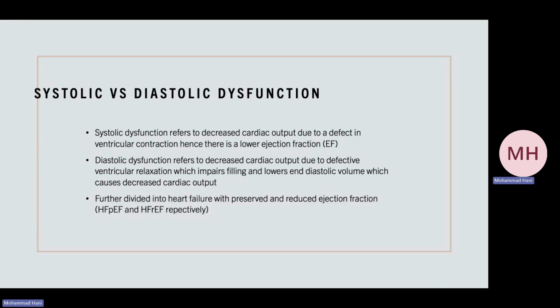And it can be further divided into heart failure with preserved or reduced ejection fraction. Heart failure with preserved ejection fraction basically means that you still have a normal ejection fraction in this 55 to 60% range, but your heart is still failing. And in reduced ejection fraction, as you would see generally in systolic dysfunction, you have a lower ejection fraction than normal. This is not true for all cases, but generally systolic dysfunction is heart failure with reduced ejection fraction. Meanwhile, diastolic is heart failure with preserved ejection fraction.